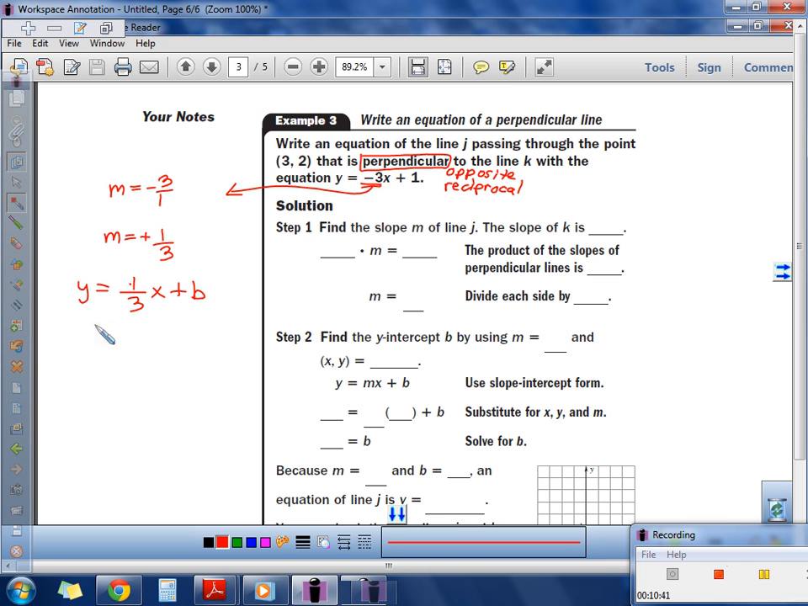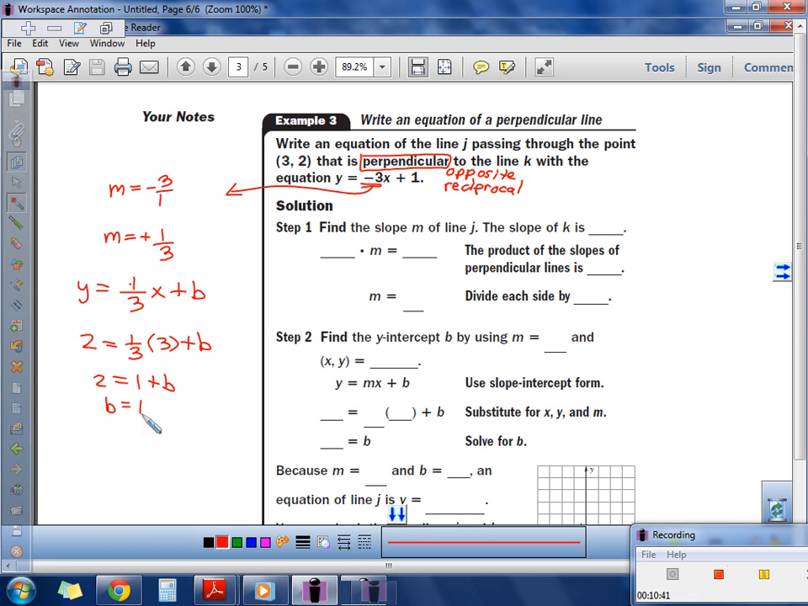And remember, I can plug in for x and y. What's my y value? Yeah, it comes from this point, so I'm going to pull it over. So 2 equals 1/3 x is 3 plus b. We're solving for b, just like we did earlier. 1/3 times 3 is just 1. Subtract 1, we get b is 1.